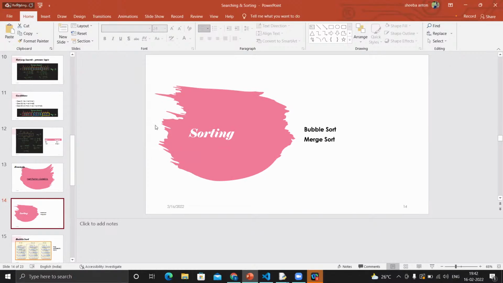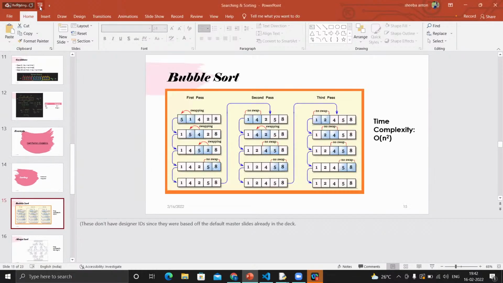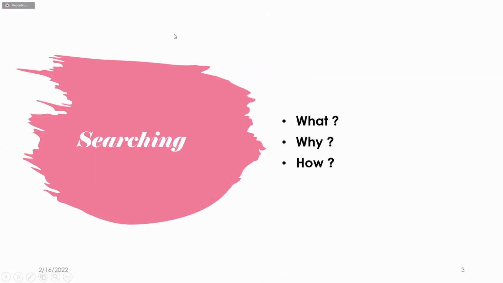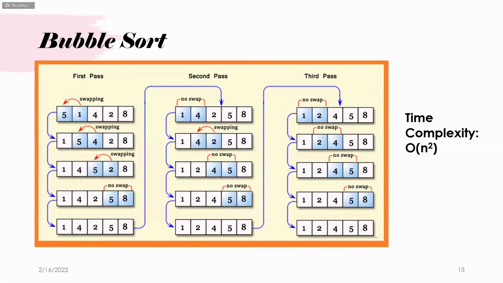Okay, cool. So we'll move on to the next topic, which is sorting. Sorting basically refers to ordering of your data in an increasing or a decreasing order. And we have various sorting algorithms like bubble sort, selection sort, insertion sort, merge sort, quick sort. There are lots of sorting algorithms, but now we'll concentrate on bubble sort and merge sort. Okay, so the first one is bubble sort.